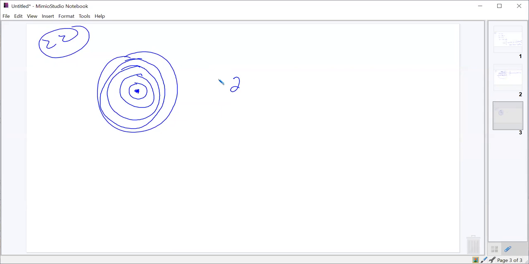So the length of the ring ought to be 2 pi times the radius. And the density is just our f of x function. So we've got 2 pi r times f of x. And each of these rings should have a tiny thickness of dr. So what we want to do is integrate this from 0 to 10.